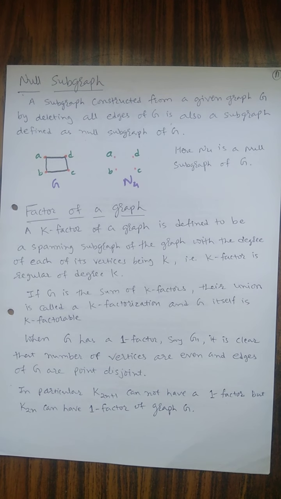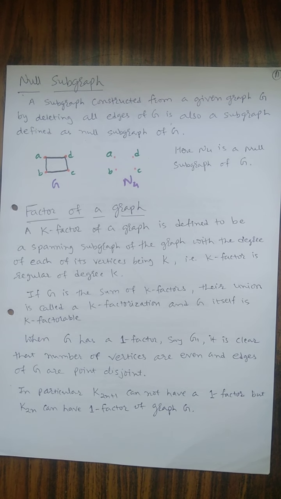Okay, dear students, today we will discuss the null subgraph and factor of the graph. As per the definition of the subgraph, we saw that each and every vertex is also a subgraph of the graph G. Here I take one example: if I remove all the edges from the graph A, B, C, D, then I get a null graph of N4.